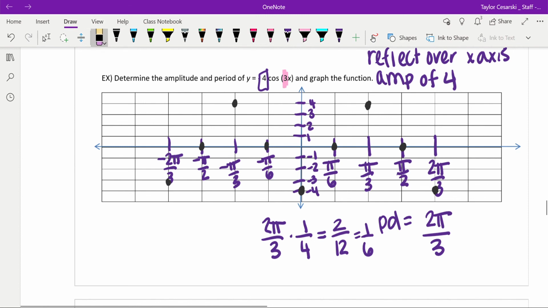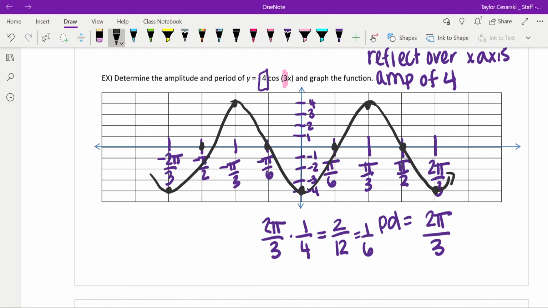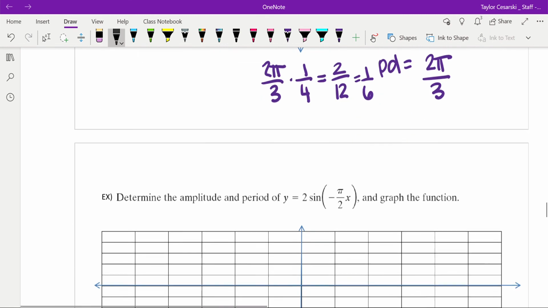Oops, that's 3. Okay, again, reflecting. So instead of starting up, I'm going to start down at the bottom. And amplitude means instead of going from 1 to -1, I'm starting at 4 and -4. And that would be your final.